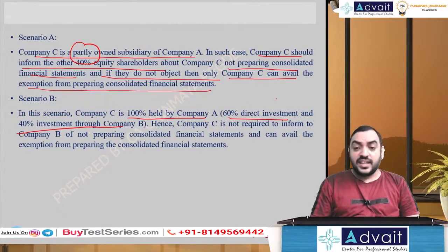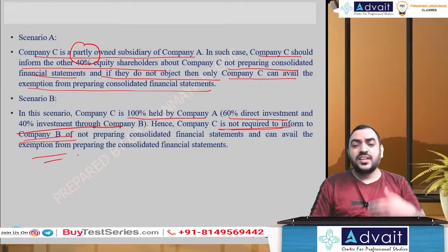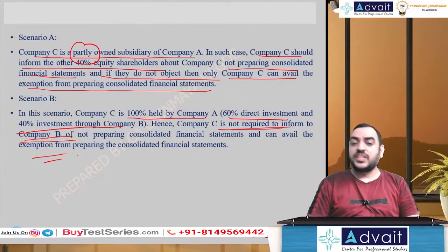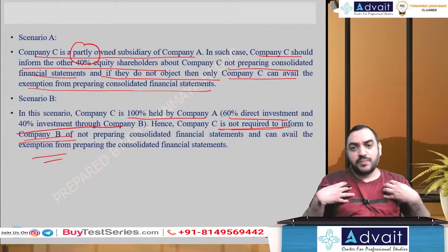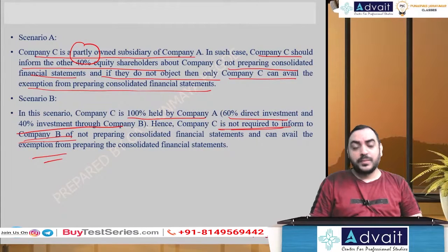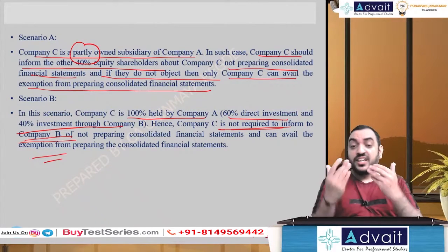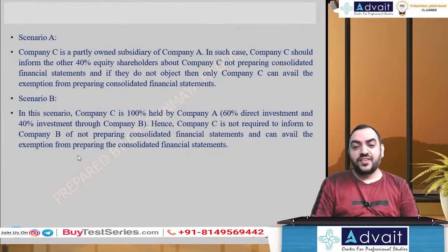So company C is not required to inform company B for not preparing consolidated statements and can avail the exemption because it's in effect a fully owned subsidiary. Direct 60%, through B 40%. So I am controlling 100%. So company B need not be informed because it's as good as a fully owned subsidiary, and a fully owned subsidiary does not require approval from anybody else. Hope you have looked at this one. Any doubts? Shall we go further?